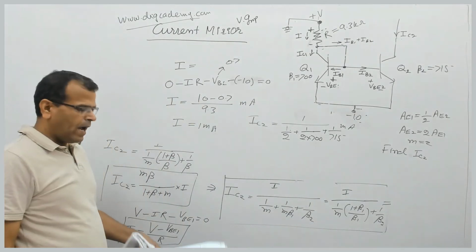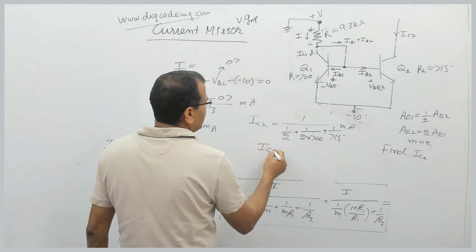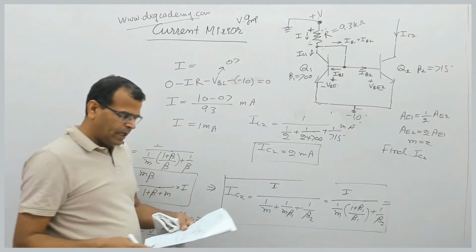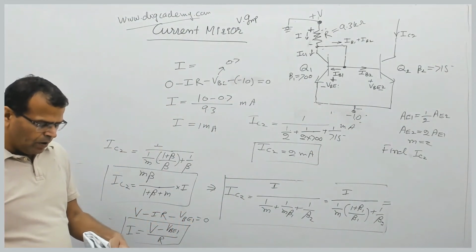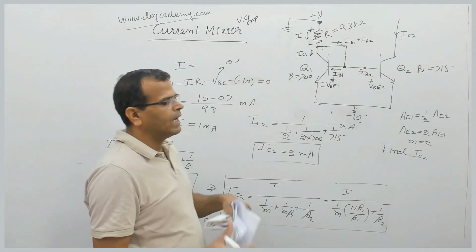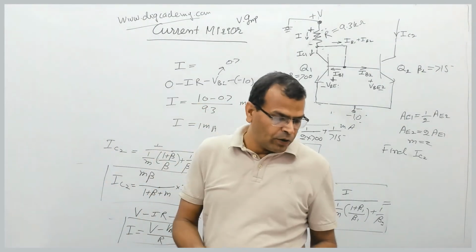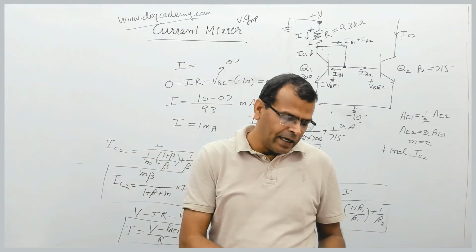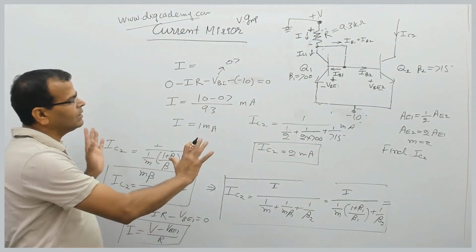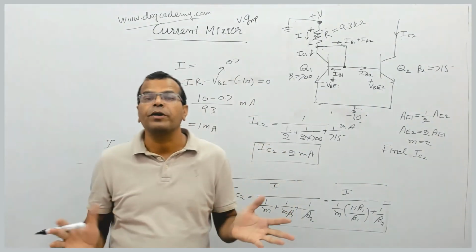When you put I in this circuit, that will be 1 milliampere. And the value of the collector current comes out to be approximately IC2 equal to 2 milliampere. You can check that value. So the final value of the collector current comes out to be 2 milliampere. This was a numerical question in instrumentation in the GATE exam in 2010. This is the procedure of finding the collector current when both transistors are not matched.